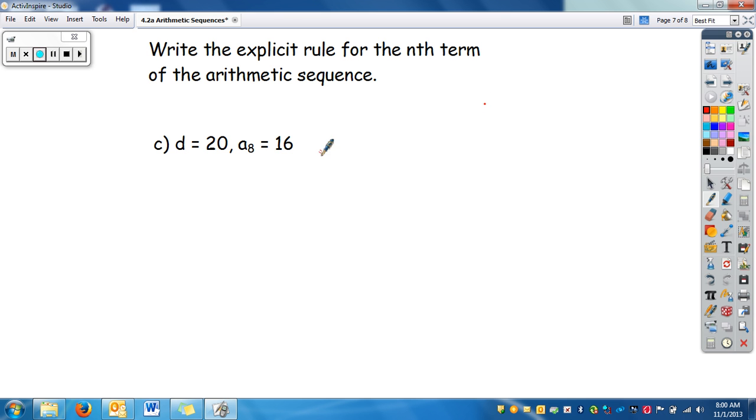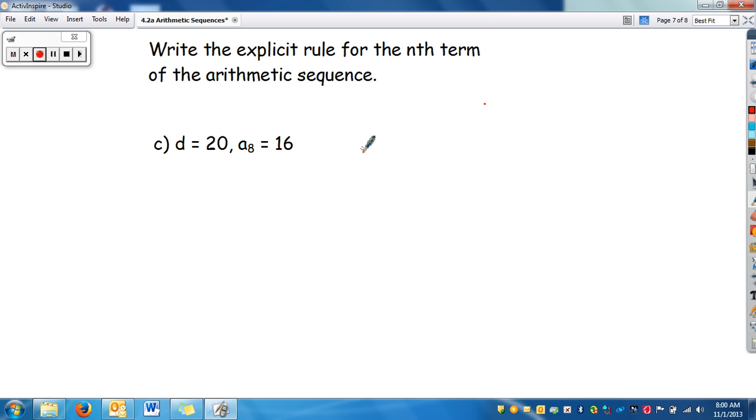Alright, so your last example, now I have a sub 8 is 16, and my difference is 20. So my 8th term, a sub 8, is 16. If I want to go this way, you're going to add 20. If I want to go that way, we're going to subtract 20. So I just need to keep subtracting 20 until I get to a sub 0. So if I subtract 20 here, I get negative 4, that's 7. This is negative 24, negative 44, we run out of room.